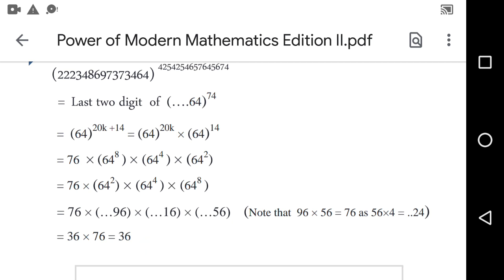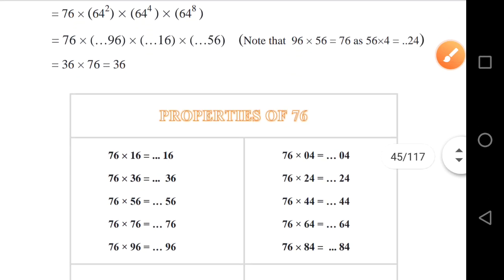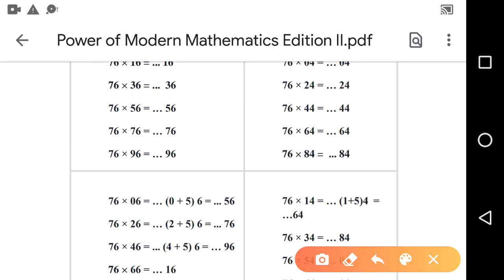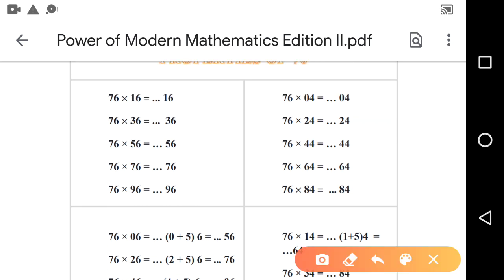In this manner we can calculate the remainder, and this is the beautiful property of 76, friends. 76 multiplied by any multiple of 4, friends, also ends with that multiple of 4. Example, friend, 76 into 16 ends with 16. Why does it end with 16?